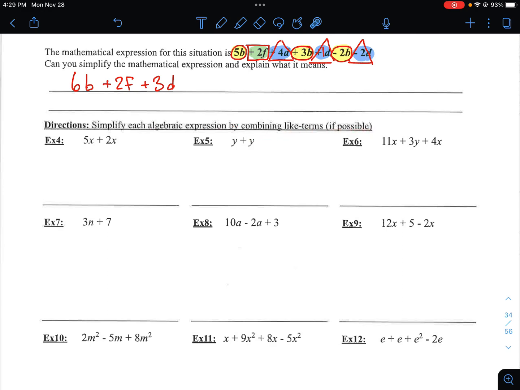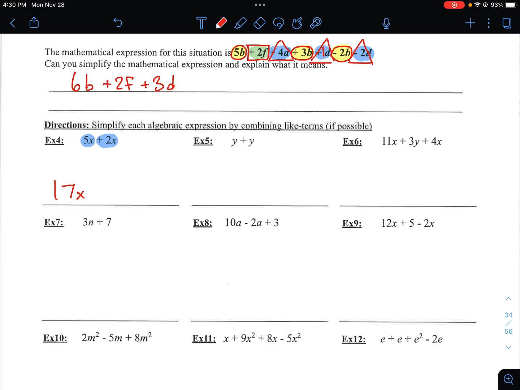So example 4, 5x, let's highlight that, 5x. Is there anything that is a like term with 5x? Yeah, we have plus 2x. So what is x? Well, maybe x-rays. 5 x-rays and 2 x-rays. Can I simplify that? Yeah, we can just say that's 7 x-rays or 7x. And that's our answer.